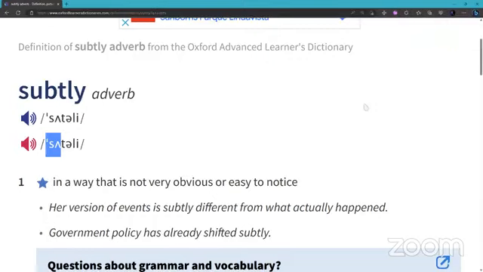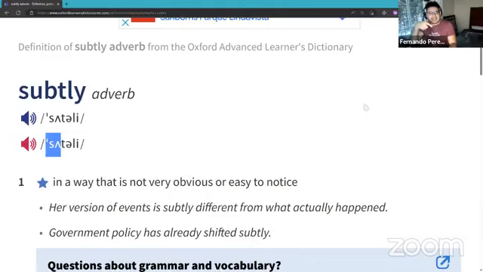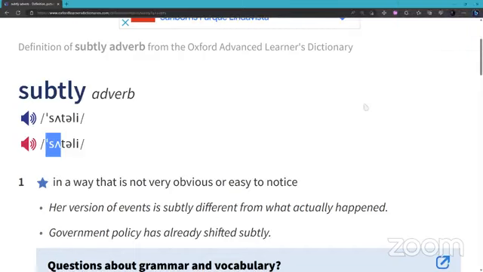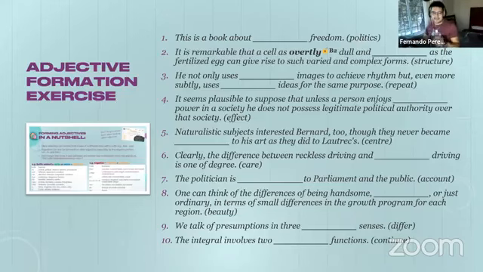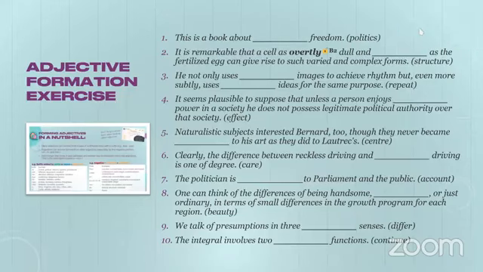This is an extension of it with the suffix -ly. It becomes the adverb "subtly." I think I get it. Good. So then read it again. It's number 3, right?